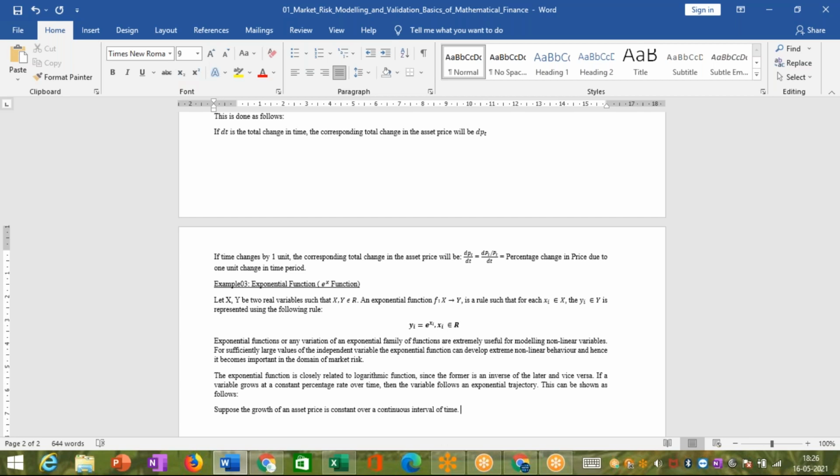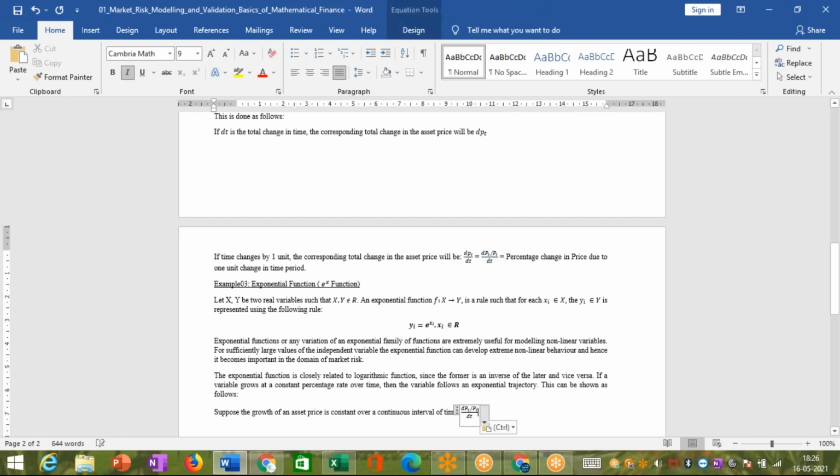Okay, over a continuous period of time. Right. So let's say it grows at a constant rate a, where a is greater than 0. So let's say this variable grows at a constant rate a.